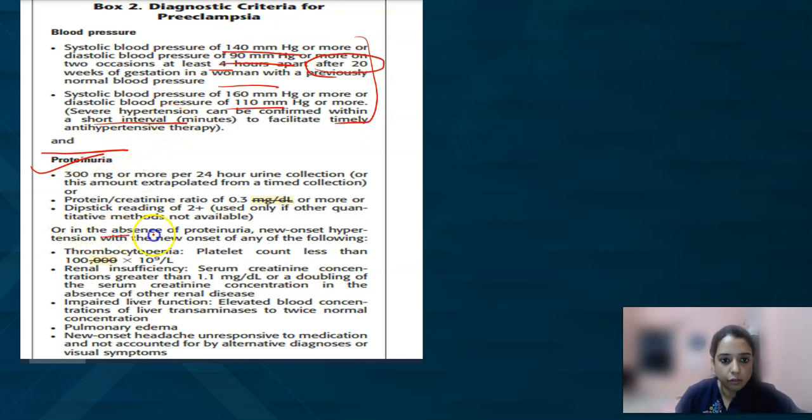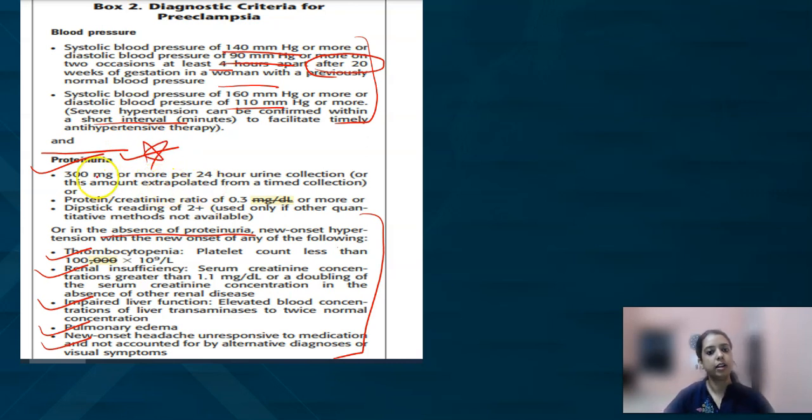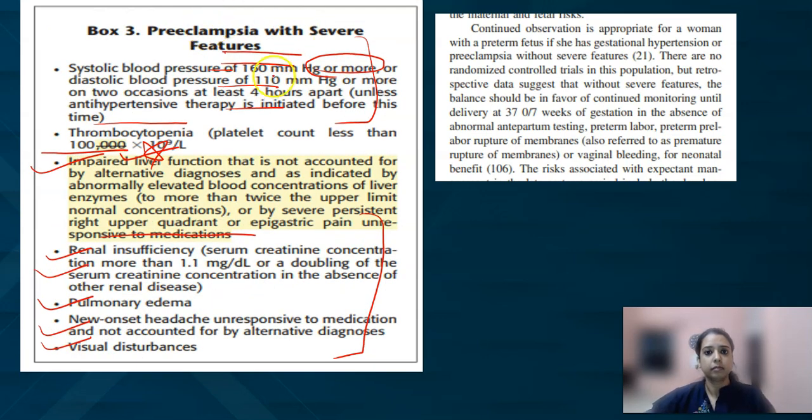But in the absence of proteinuria, in pregnancy, new hypertension with any of the following features, which is thrombocytopenia, renal dysfunction, liver dysfunction, pulmonary edema, or the BP is not responding to the normal medications, then also it is preeclampsia. So proteinuria should not always be there. It is not that proteinuria has to be there. If the patient has high BP and these severe symptoms, then also it is preeclampsia. First thing I wanted you to know that.